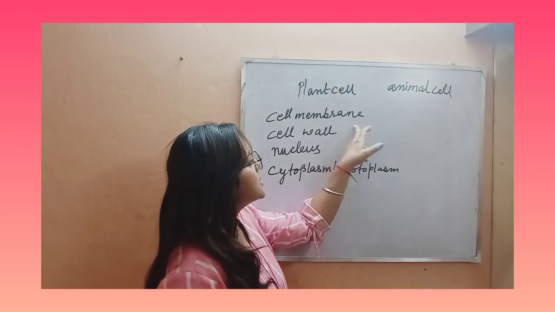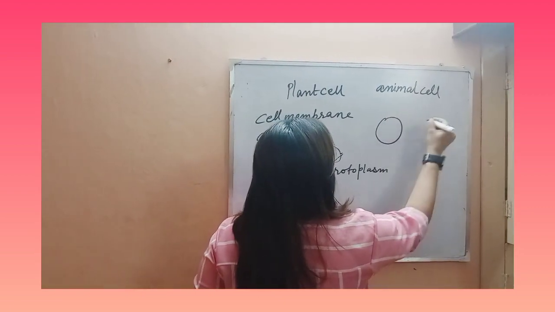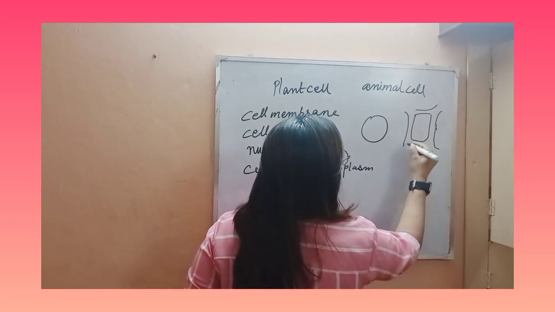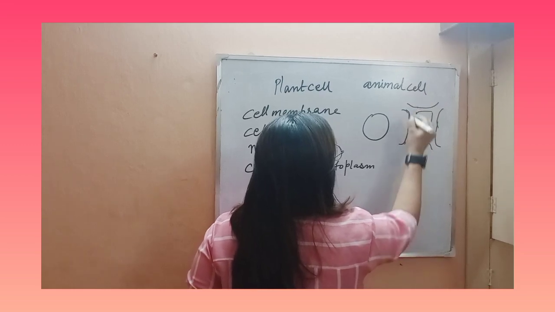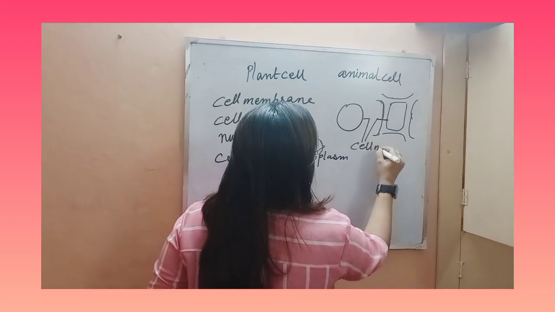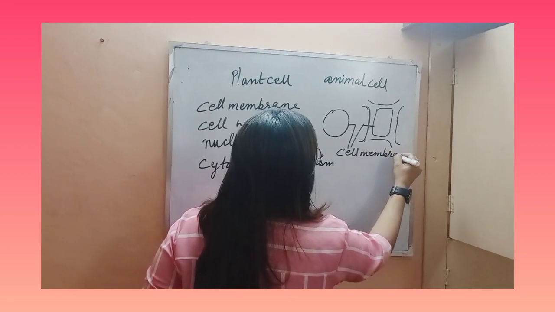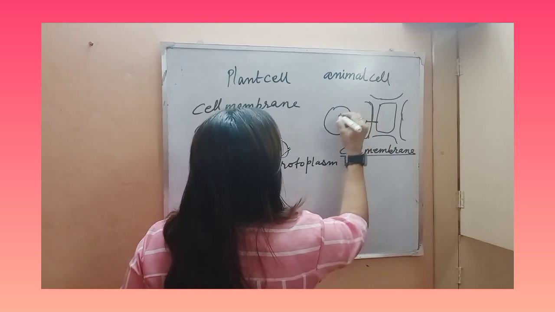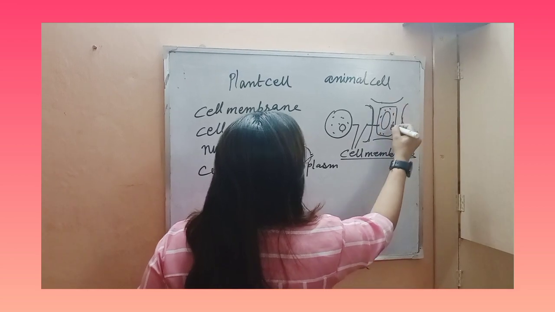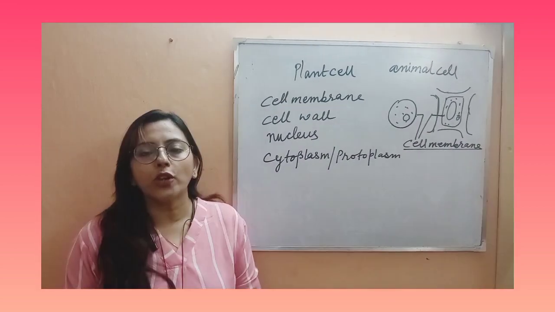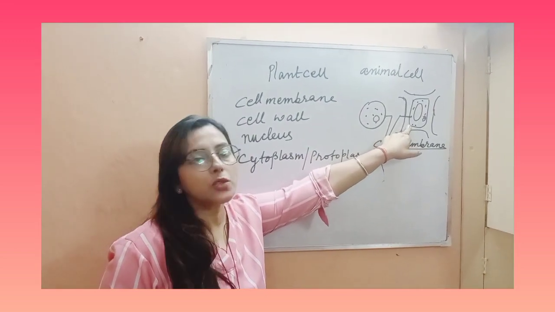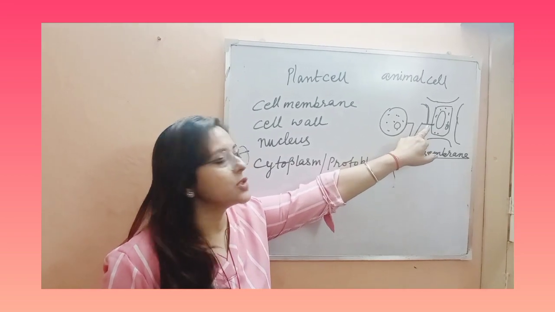Now let's discuss the cell membrane. This is an animal cell, this is a plant cell. This is called the cell membrane. The outer covering of the cell is called the cell membrane, but in a plant cell, this inner covering is called the cell membrane and the outer covering in a plant cell is called the cell wall.